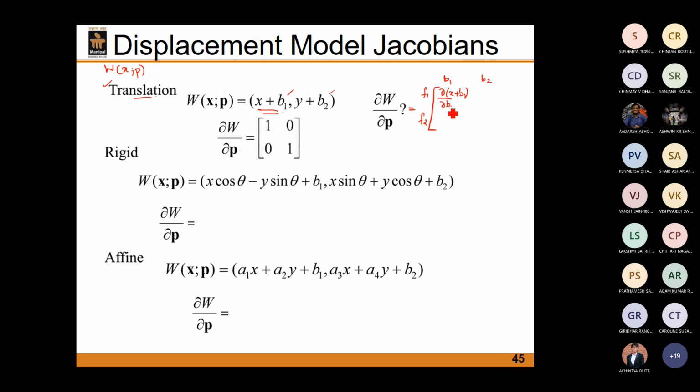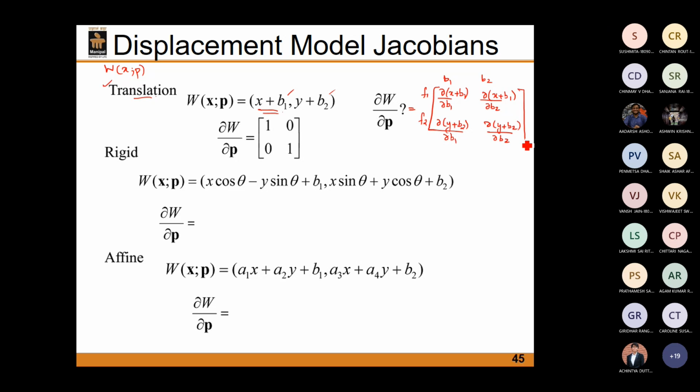Now the second term will be dou f1 with respect to b2, so it's going to be dou by dou b2 of the function x plus b1. So similarly, I can write here the function as dou of (y plus b2) divided by dou b1, and here this is going to be dou of (y plus b2) divided by dou b2.